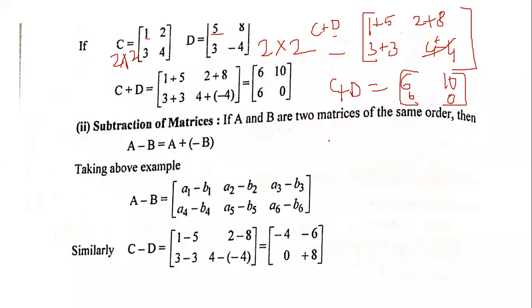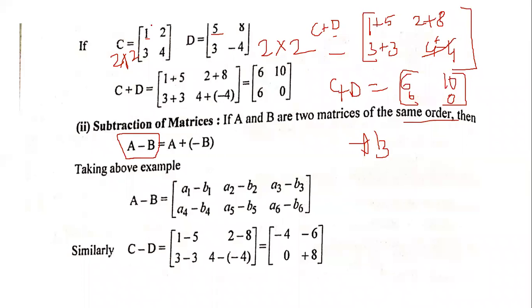Okay. Next, coming to the subtraction of a matrix. Subtraction of a matrix is nothing but, if A and B are two matrices of the same order, again, same order is important, then we are calculating A minus B. How did we add A plus B? Every element we added, right? Similarly, here also every element you will minus.